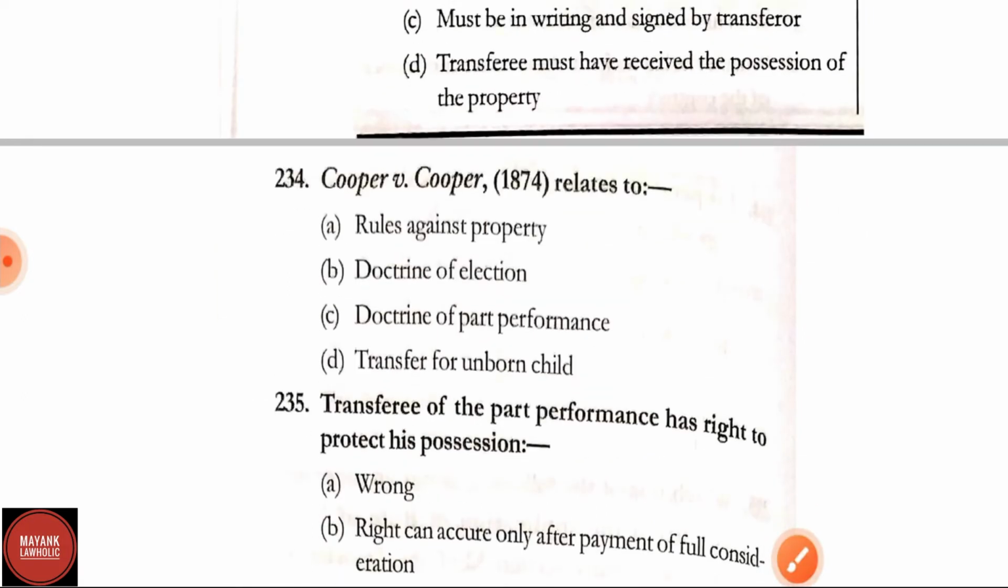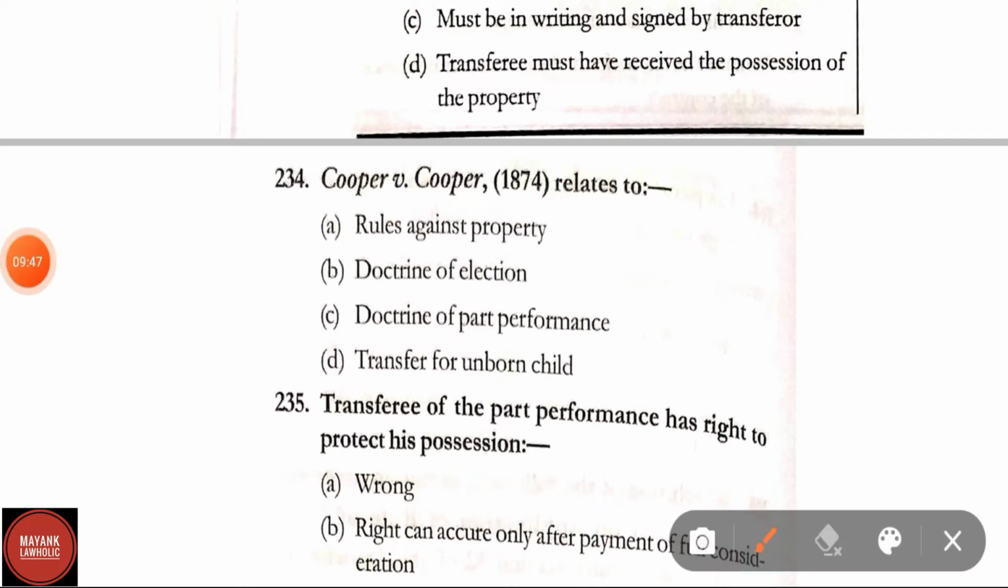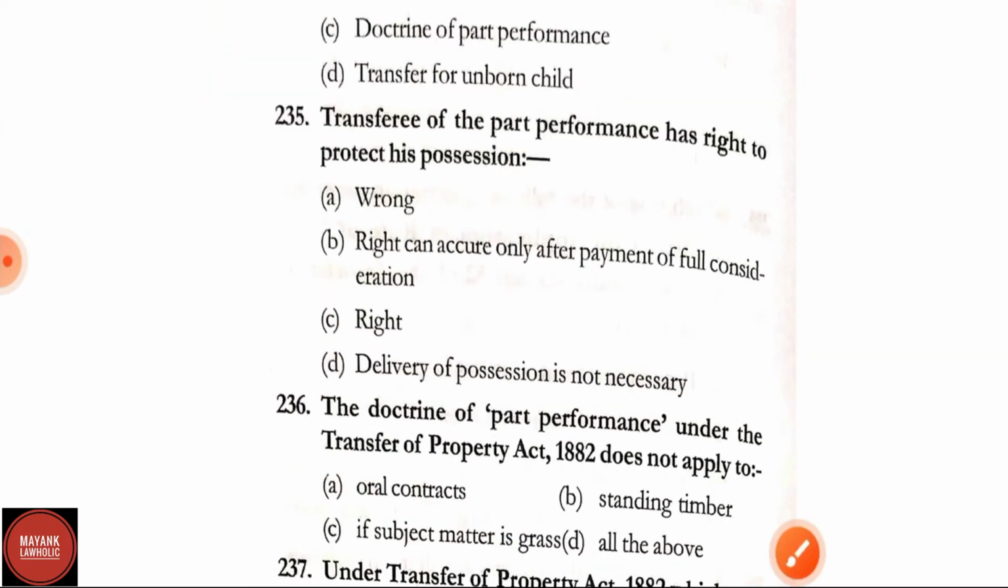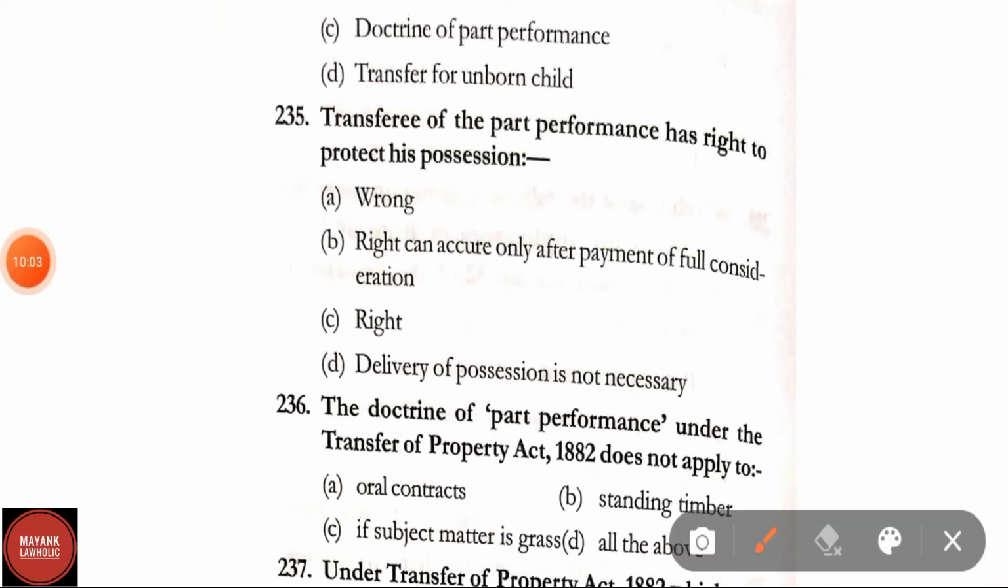Question number 234. Cooper versus Cooper 1874 relates to rules against property, doctrine of election, doctrine of part performance, transfer for unborn child. Here the correct answer is option C, that is doctrine of part performance. Question number 235. Transferee of the part performance has right to protect his possession. Options are: wrong. Right can accrue only after the payment of full consideration. Option C, right. Option D, delivery of possession is not necessary. Here the correct answer is option C, that is right.